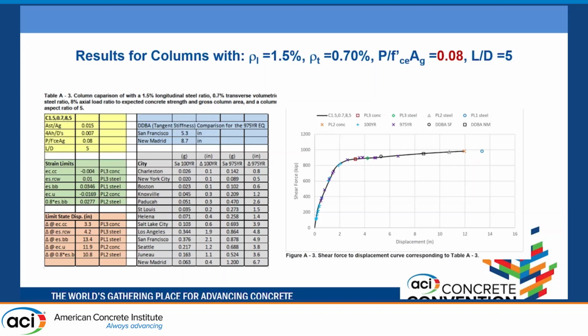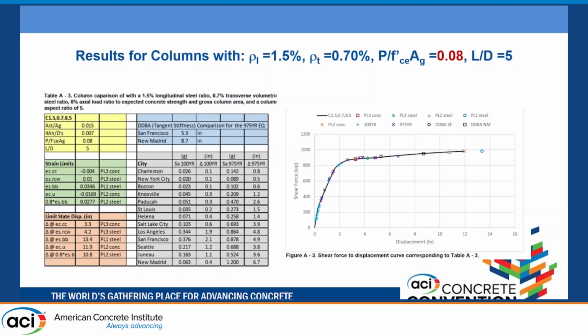You could go all the way out to the PL1 for steel. But if we look at the largest demands for the 975, the largest purple is right there at about 7 inches, and that was for the New Madrid design. San Francisco and LA are about 5 inches. You can see two purple X's concentrated there, so well south of the capacity of this column.